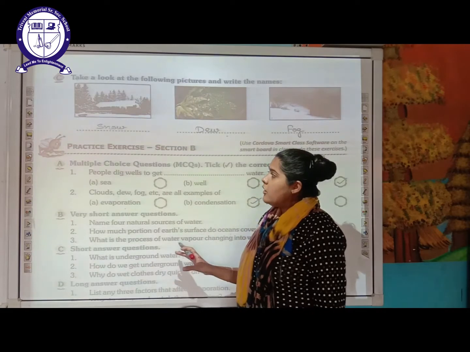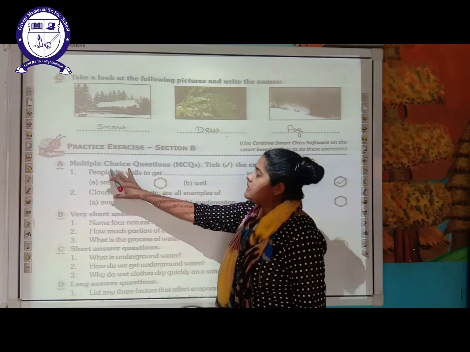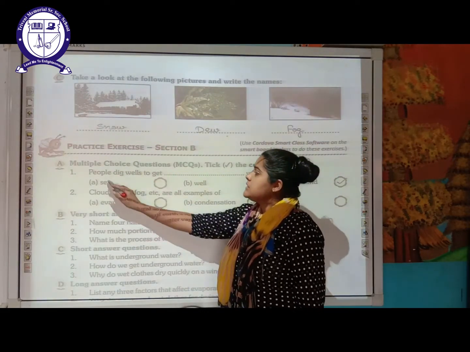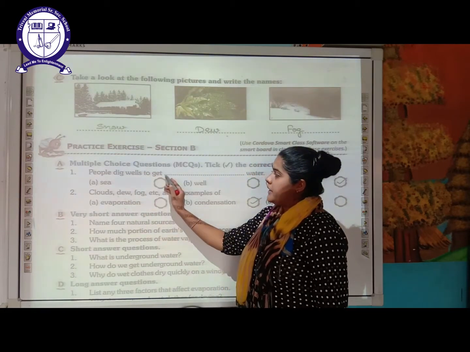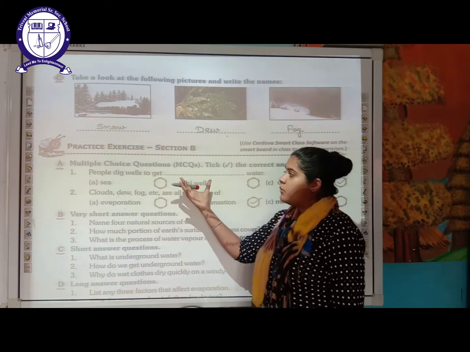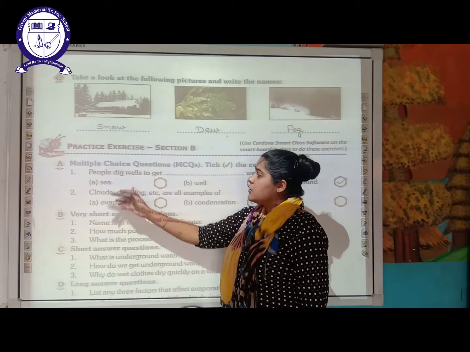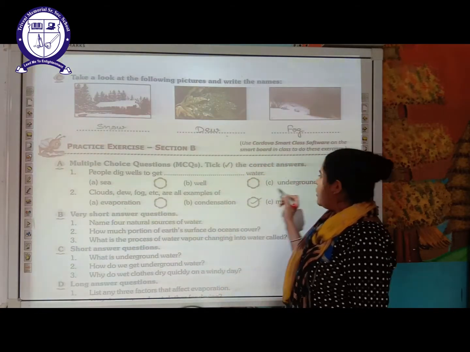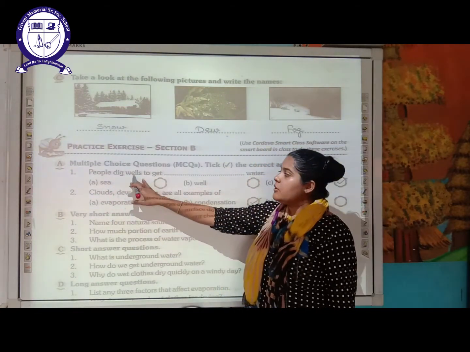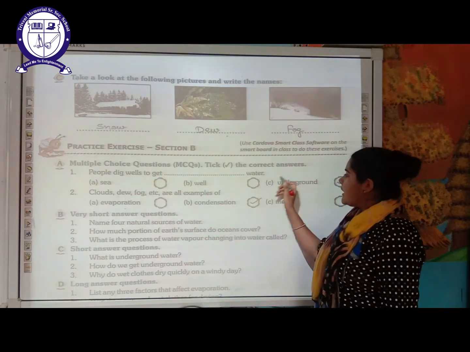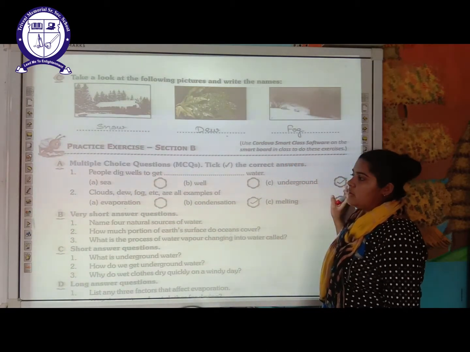So section B of this exercise is multiple choice questions. First is, people dig wells to get what? Dash water. So why do people dig wells? To get sea water, well water, or underground water. So people dig wells to get underground water. So the correct answer is your option C.